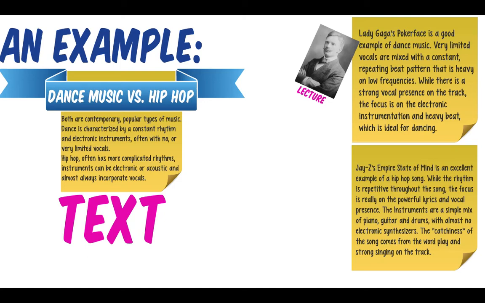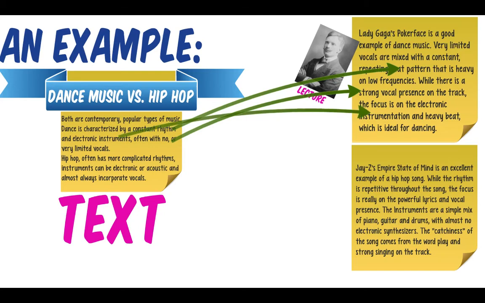So you can see that what the professor is saying, these are very specific examples of dance music and hip-hop. So they have very clear correlations between the types of characteristics that they have. You know, the text talks about rhythm. Dance music has rhythm. This Lady Gaga song has a very strong rhythm pattern. Also, dance music has little or no vocals. Here they say that it has vocals, but that's not really the point of the song. It's really about the rhythm and the instrumentation.